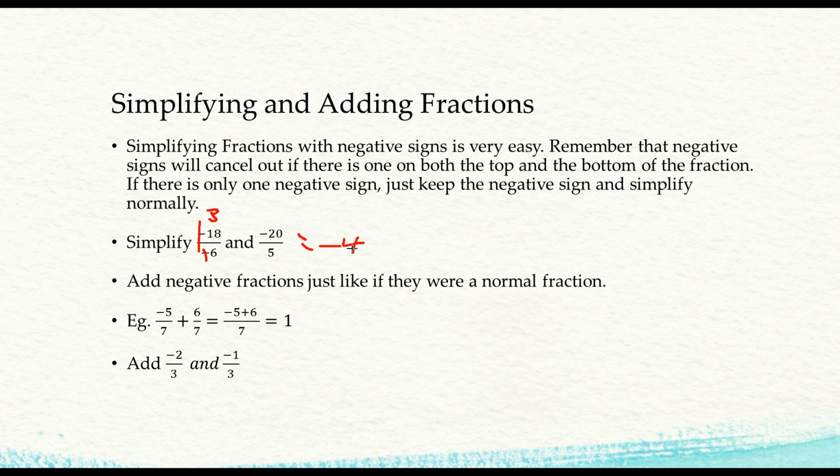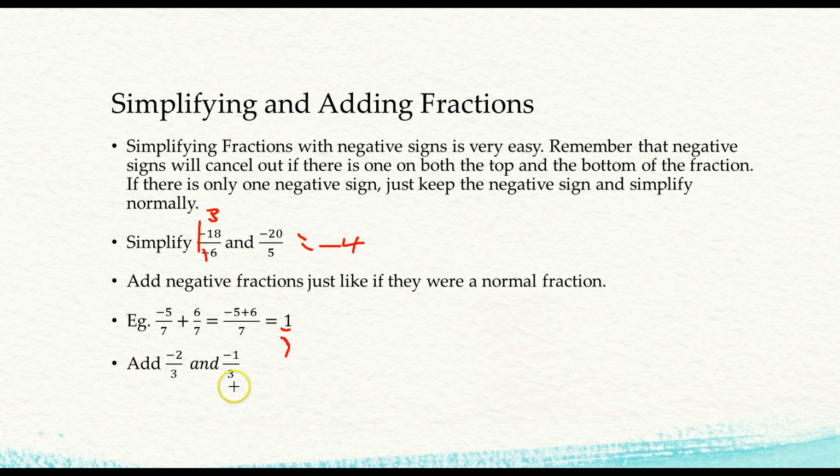We add negative fractions just like if they were a normal fraction. For example, negative 5 over 7 plus 6 over 7 is equal to negative 5 plus 6 over 7, which is equal to 1 over 7. Sorry, typo here. 1 over 7.